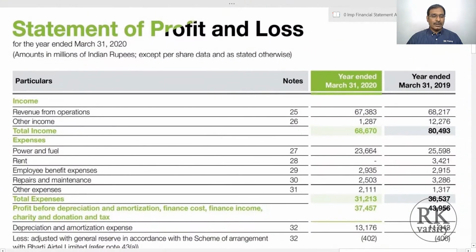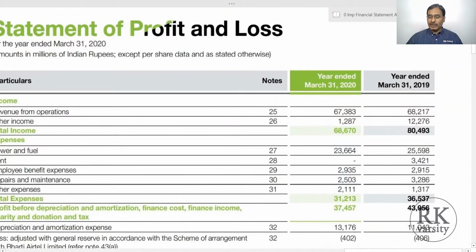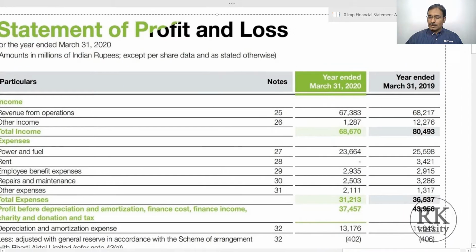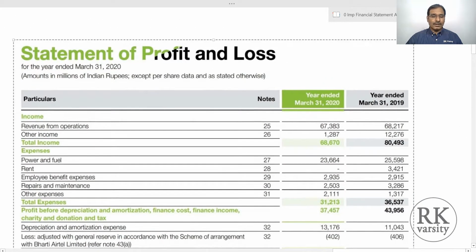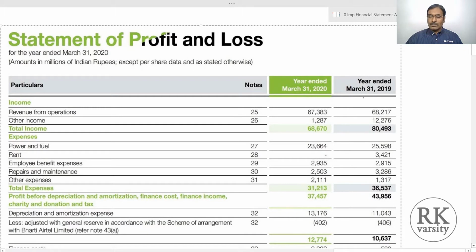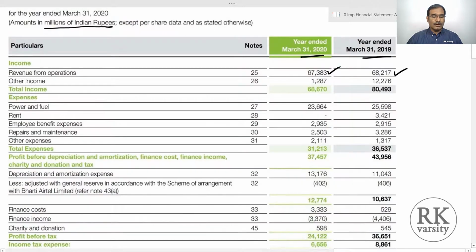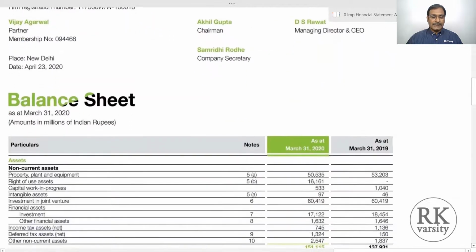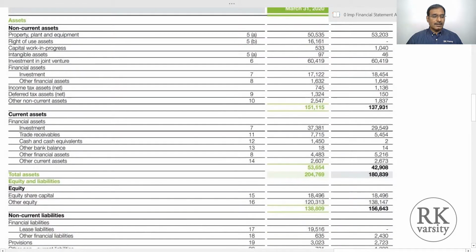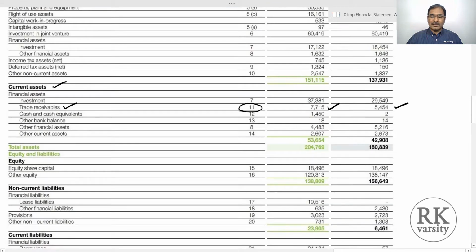So here you have income. Again, we use only revenue from operations. We have data for 2 years, 2019 and 2020. Here are the amounts, and all these amounts are in millions of Indian rupees. So your revenue from operations. Then we can see the receivables under the head current assets. So you have trade receivables here. You can see the note here. Note for trade receivables is 11.